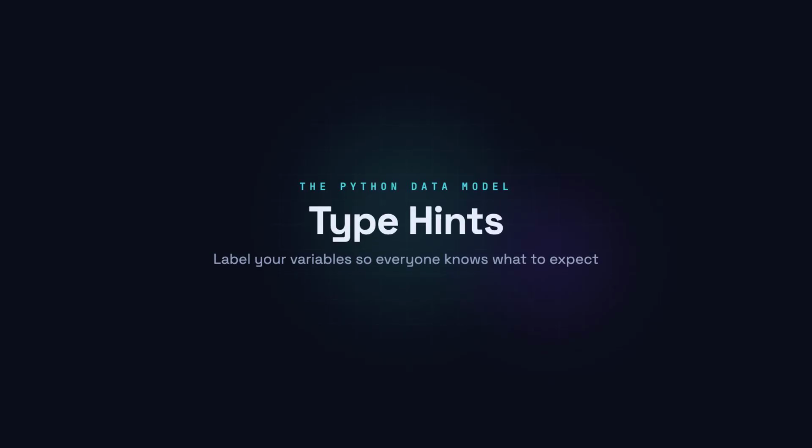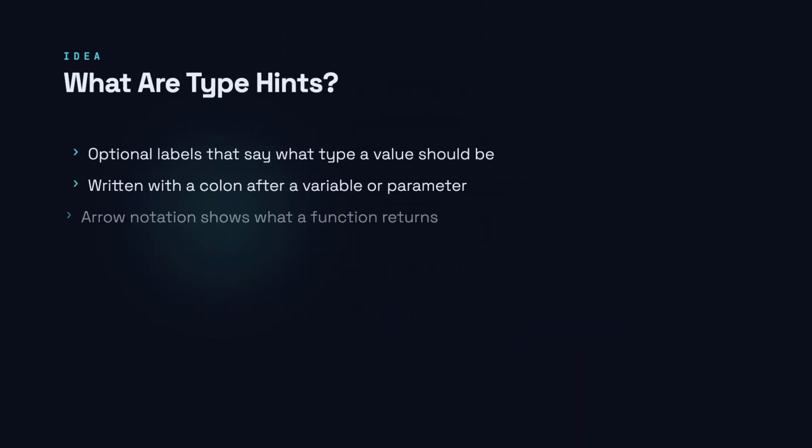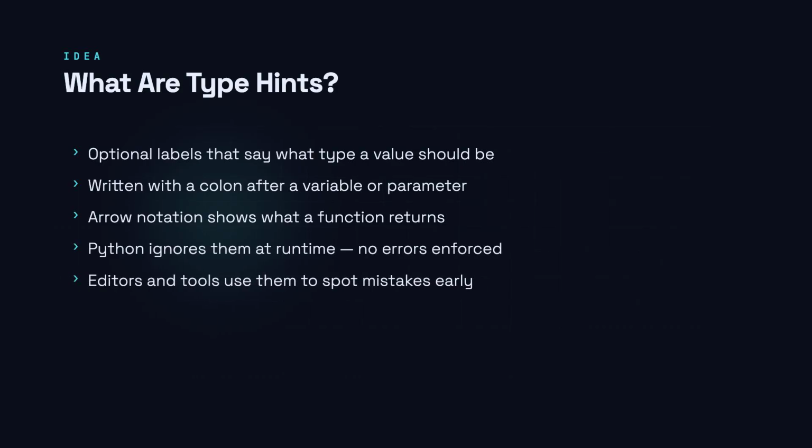In this video, we look at type hints, a way to label the kinds of values your Python functions expect and return, making your code easier to read and safer to write. Type hints are optional annotations you add to your code. They tell Python and anyone reading your code what kind of value a variable or function is supposed to work with.